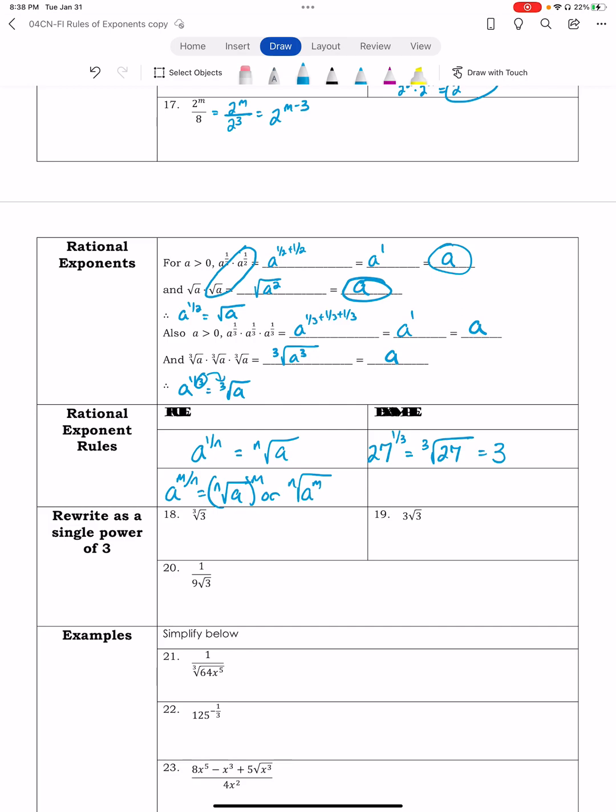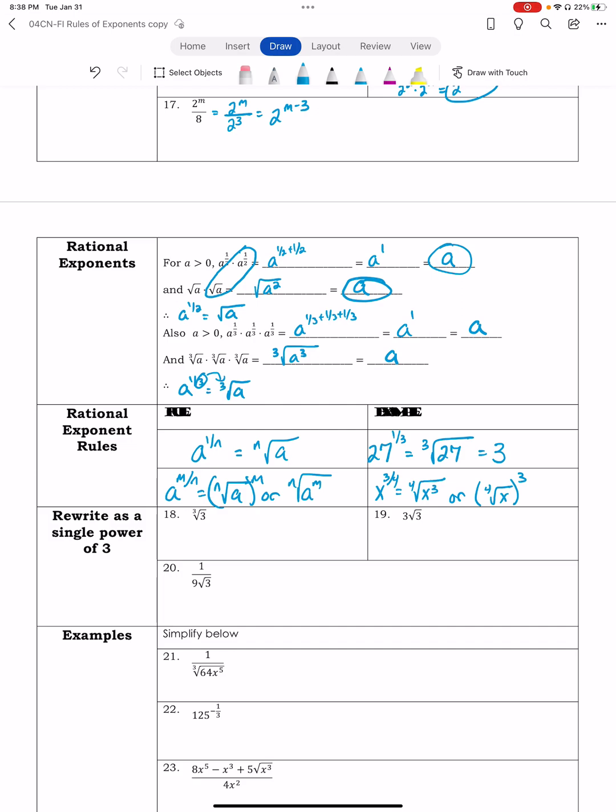So for example, if I have x to the 3/4 power, that is the same thing as the 4th root of x to the 3rd, or it could be the 4th root of x to the 3rd power. Both of those actually work.